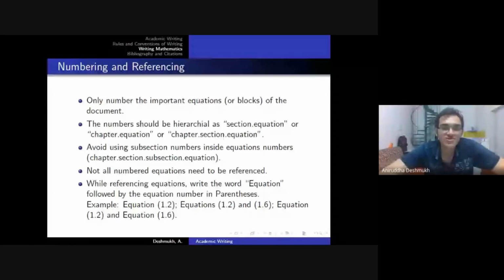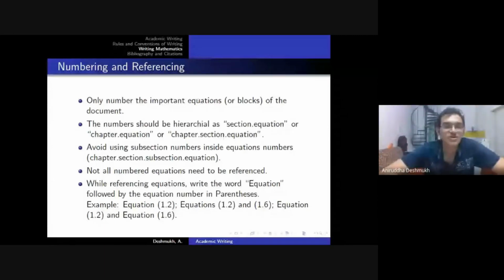And we also should know that if we have, suppose, 10 equations in a particular section, then not all those 10 equations should be referenced somewhere. Sometimes you number them just because you want to emphasize that this particular equation is really, really important and the reader should remember it. And while referencing these equations, the word equation must be written in full, E-Q-U-A-T-I-O-N, not EQ dot, not EQN, nothing. You have to write the complete word equation and it should be followed by the equation number inside parentheses.